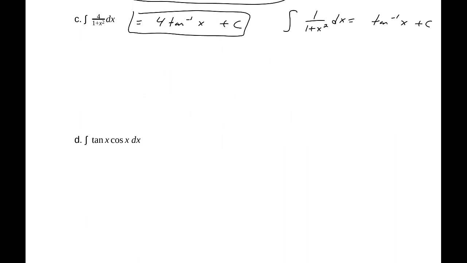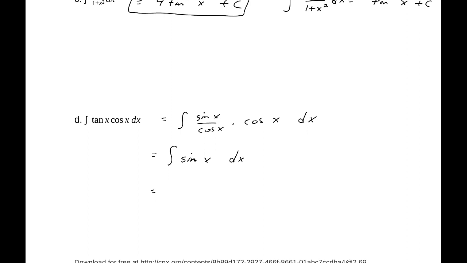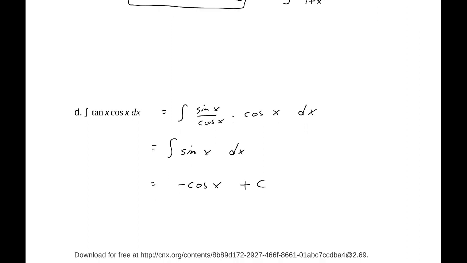Part D, the antiderivative of tangent x times cosine x. Okay, well, this doesn't look like anything else either. So I'm going to first write this as sine x over cosine x times cosine x, which reduces down to the antiderivative of sine x dx. Well, we know that the antiderivative of sine is a negative cosine, so negative cosine x plus c. Okay, moving on.